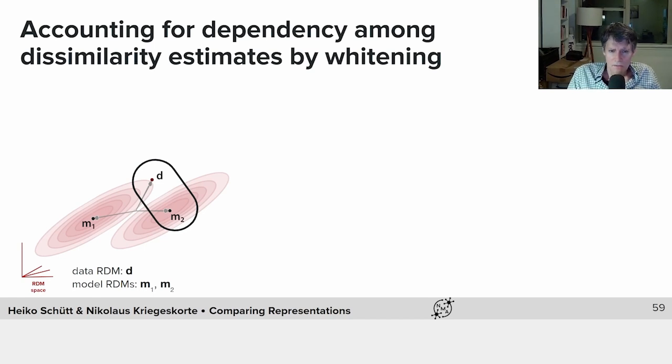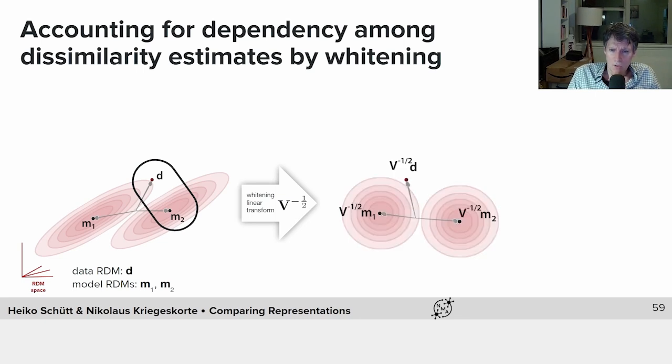We can deal with this in the same way as at the level of the neural responses by whitening. So we can perform a whitening linear transform that renders these RDM estimation error distributions isotropic. And after doing that, we can trust the Euclidean distance or other simple ways of comparing RDMs, such as the cosine similarity or the Pearson correlation coefficient. So after we do this, we end up correctly choosing model 1 here as the better model for explaining the representation in this data set.